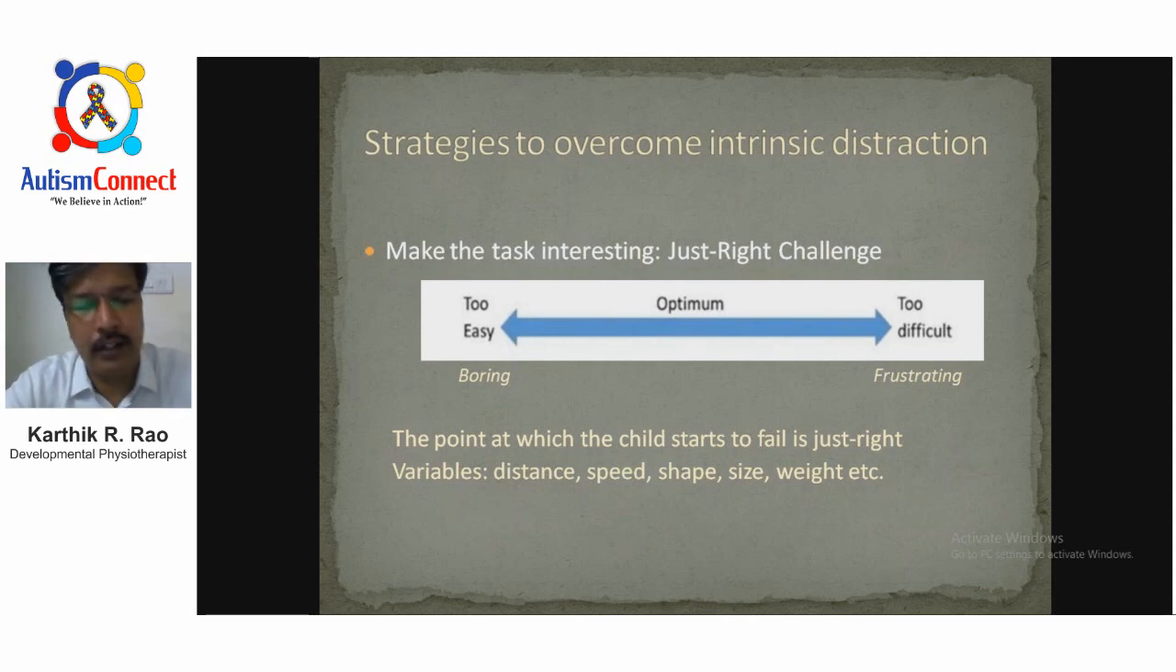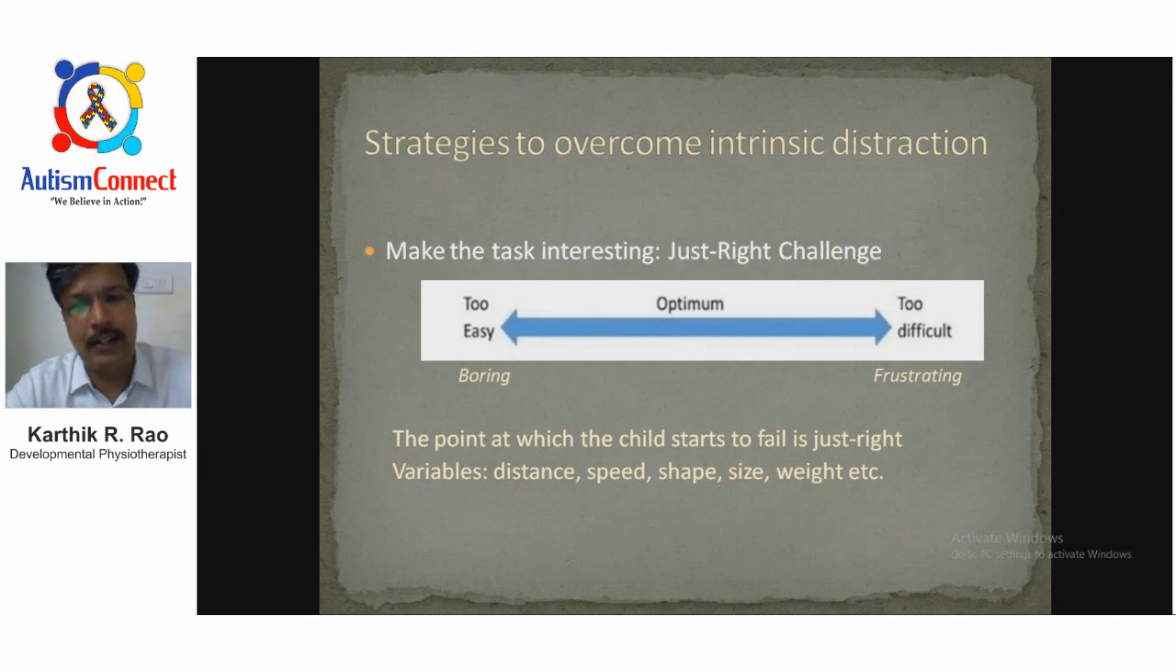Okay, so at a distance of 2 feet, the child is able to do it 10 out of 10. And then what you do is you increase the distance by 1 more foot. So the child now has to throw at a distance of 3 feet. He's doing it well again, 10 out of 10, right? And then you increase the distance by 1 more foot and it becomes 4 feet.